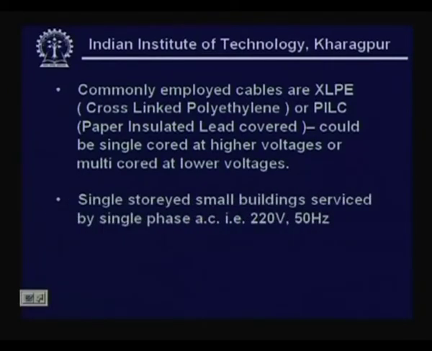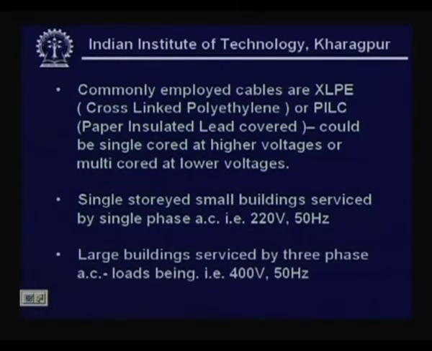Now, having said so much, if it is a single small building, you might find that the servicing is at single phase AC 220 volts 50 Hz, whereas a very large building is serviced by 3-phase AC loads at 400 volts 50 Hz. If there is a very large building, it is quite possible that the supply could be at 11 kV to the building and it is redistributed at 400 volts. This is to be kept in mind.